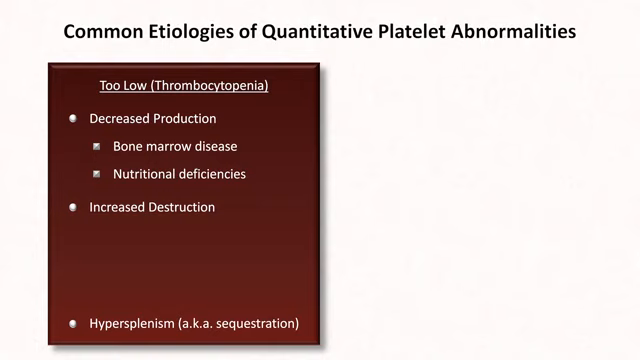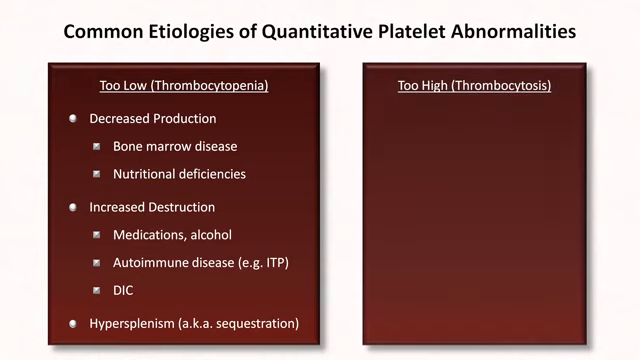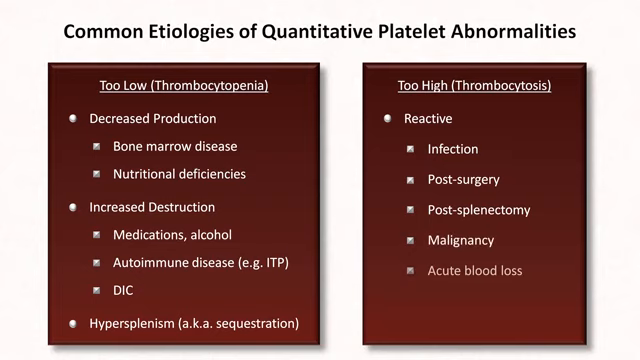Now, increased destruction can be due to any of a very long list of medications along with alcohol. Also, autoimmune disease such as idiopathic thrombocytopenic purpura and DIC. A platelet count that is too high, usually called thrombocytosis, can be reactive in response to infection, surgery, particularly splenectomy, malignancy, or acute blood loss. Much less commonly, thrombocytosis is a consequence of a myeloproliferative disorder. Both thrombocytopenia and thrombocytosis will be the subjects of their own videos later in the series.